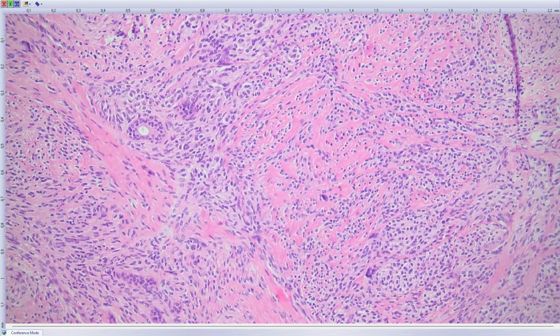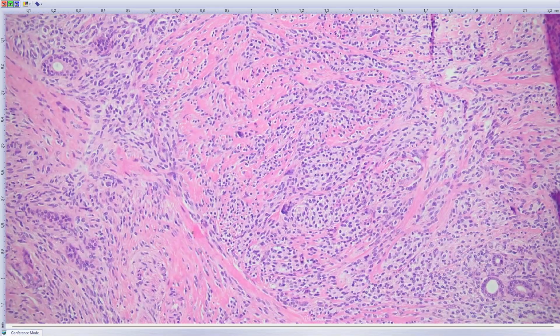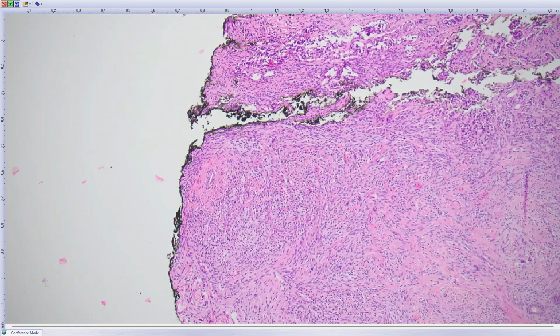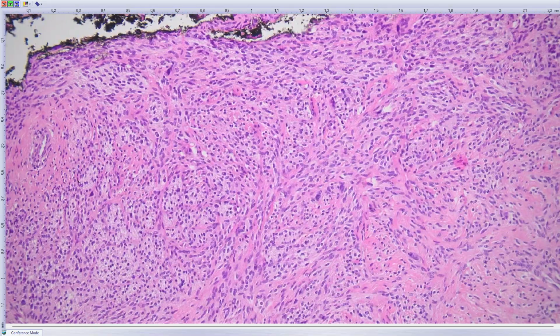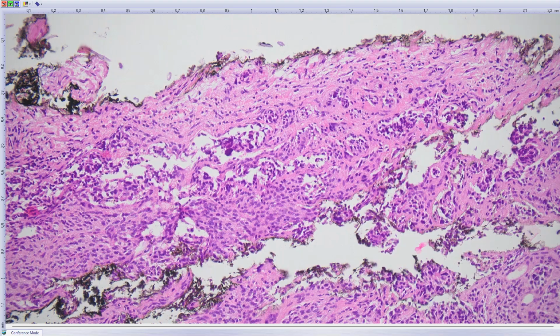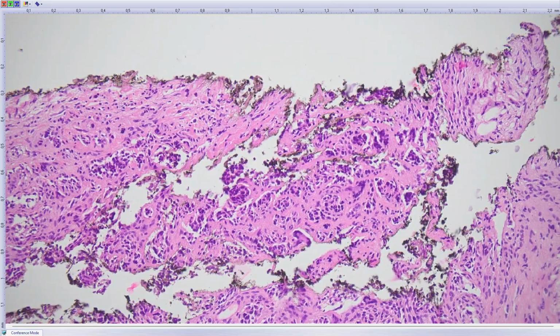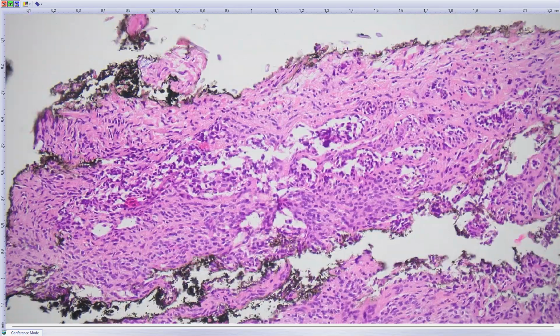So here are some, I don't know if these are giant cells or not. Maybe just overlapping cells. But basically my differential was cellular blue nevus and clear cell sarcoma. Here it's much more cellular and nested. It's still not too atypical, but here at the bottom it's again somewhat crushed. And I wasn't sure if this is atypia or just artificial changes.